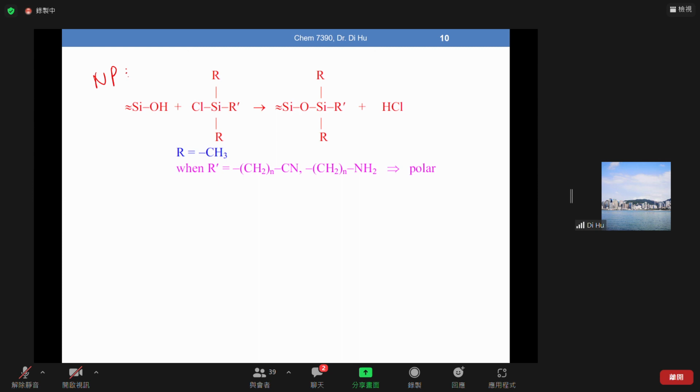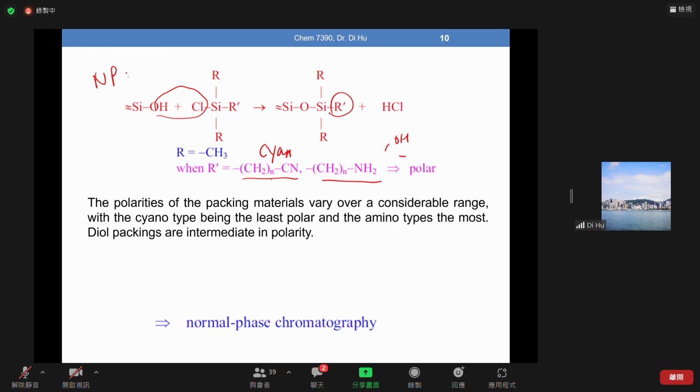We mentioned this a little bit last week as well. For normal phase, the bonded groups can be either the cyano group, the amino group, or the diol group. Diol is just a two-OH group. The polarity of the packing varies over a considerable range: the cyano group is the least polar, the amino group is the most polar one, and the diol packing is intermediate.